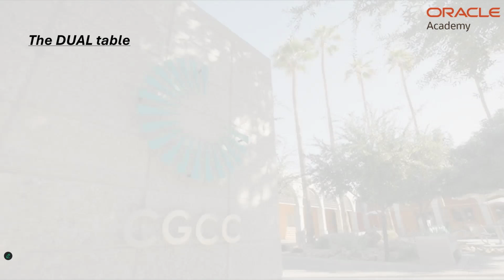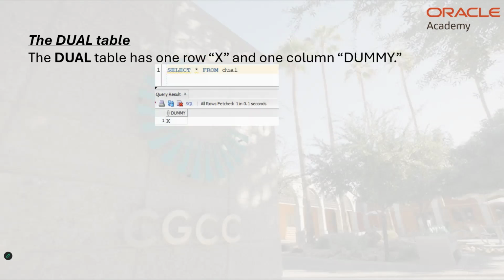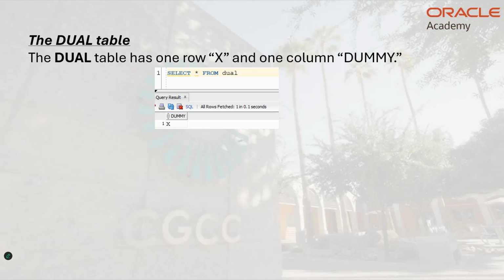The first thing I want to introduce you to is what we refer to as a dummy table. Basically, it's a way that you can test some of these functions without actually impacting any data. This is the dual table, D-U-A-L. You'll use this a lot just to run certain functions, mostly for testing. The dual table has one row, X, and one column, which is DUMMY. So it is a dummy table, and it's a part of the Oracle Academy environment. You can always run a select star from dual just to verify that.